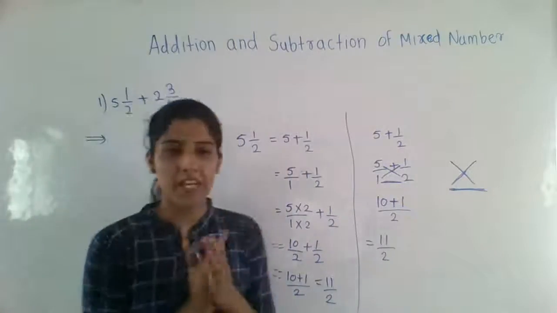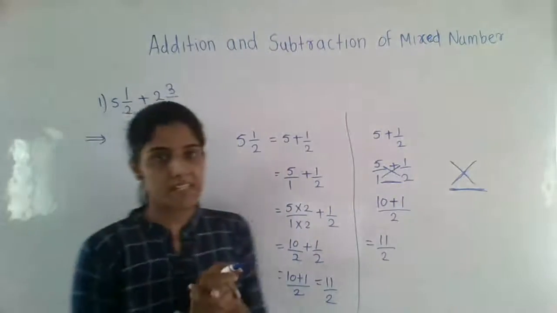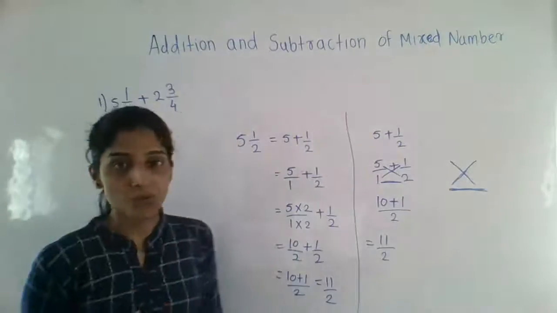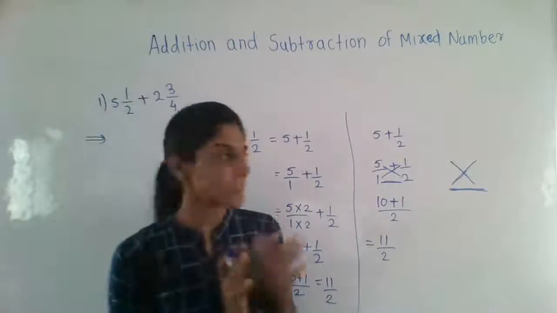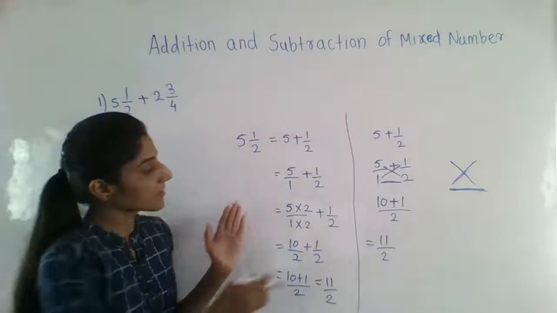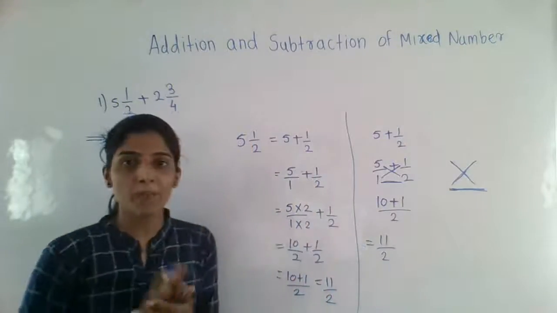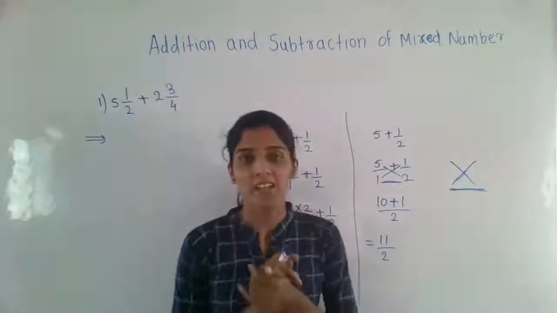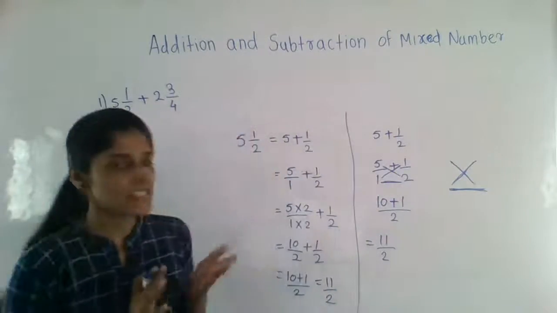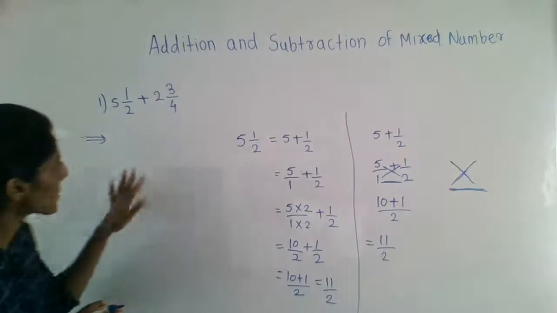Therefore you can use any method, whichever is easy to you. That is the method for addition. First method, make the denominator equal by multiplying the same number, or directly cross multiply the numbers, then we will get the same answers. Okay, now concentrate here.